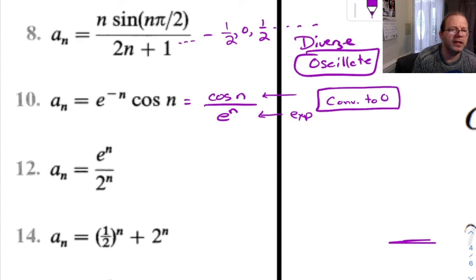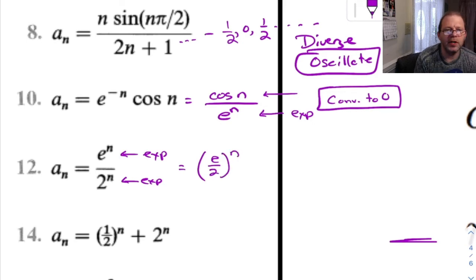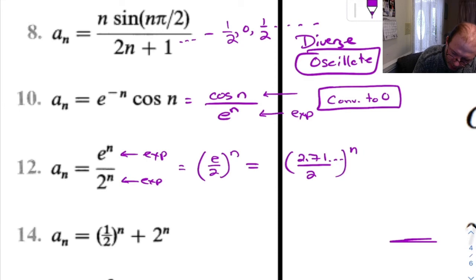All right, e to the n over 2 to the n. Both of these are exponentials. You could rewrite this as e over 2 to the n. And what is e? It's 2.71, etc., over 2. So when you've got a number like this that's bigger than 1, and you raise it to powers, it's going to grow, so this is going to diverge to infinity.